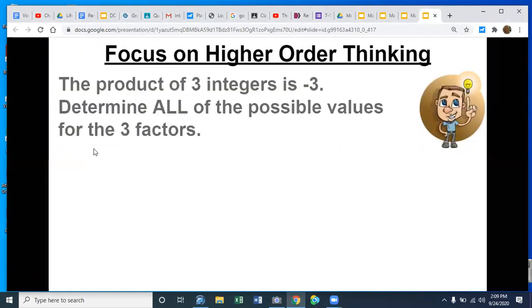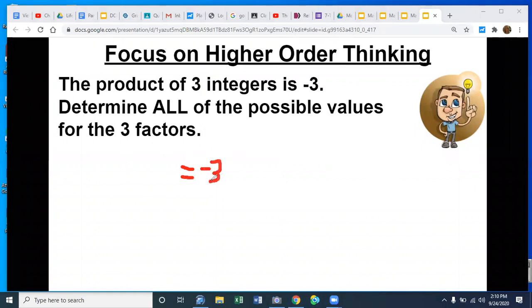Okay, let's take a look at a little bit more. The product of 3 integers is negative 3. Determine all of the possible values for the three factors. The product or the answer is -3. What could we multiply together? We need 3 factors. What can we multiply together to give us -3? Well, 1 times 3 times, don't say 3 because that'd be 9, right? Times another 1. But that's going to give us a +3.